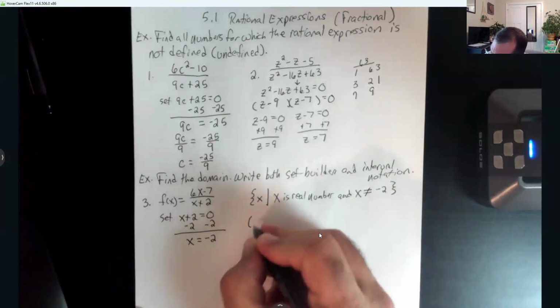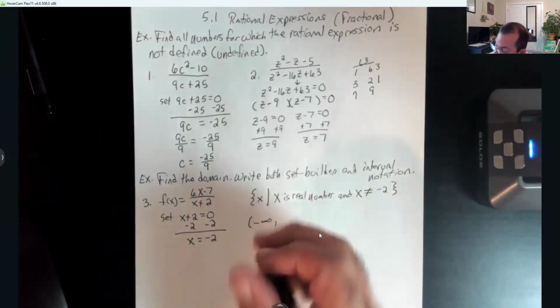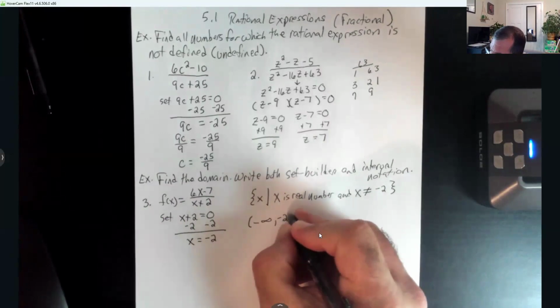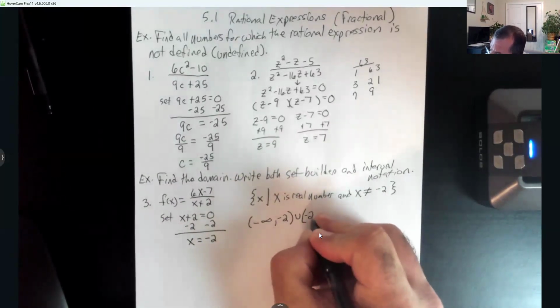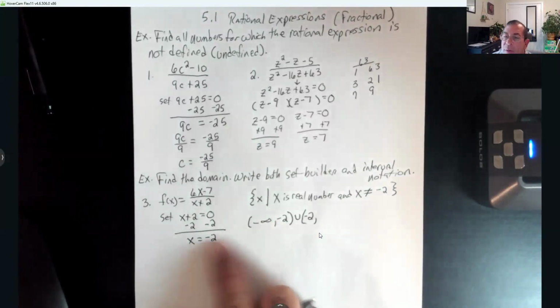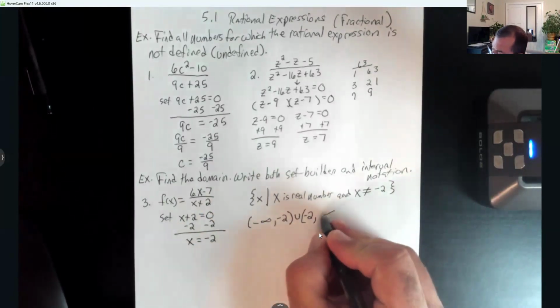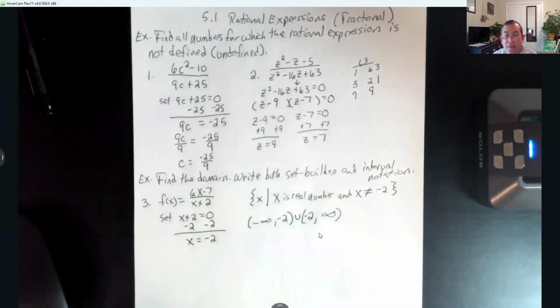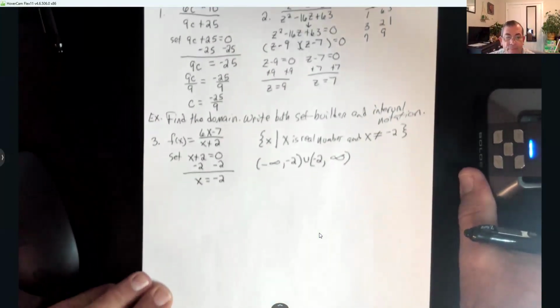So y'all, here we go. So we go from -infinity until we hit -2. We're going to kick out that -2 by doing a union around it. And then since -2 is the only number I'm kicking out, the rest of my domain heads off towards +infinity. Okay?